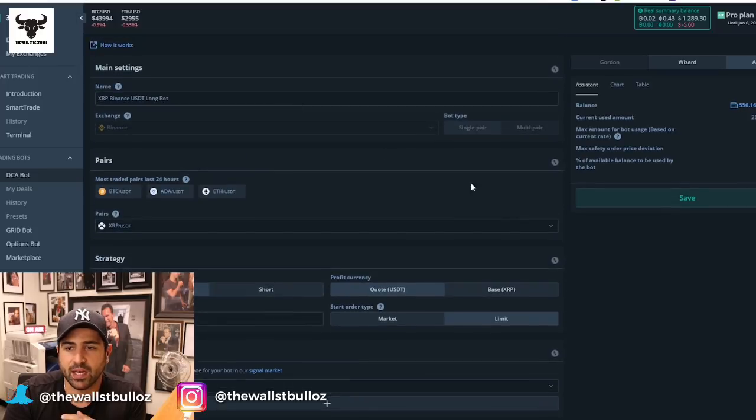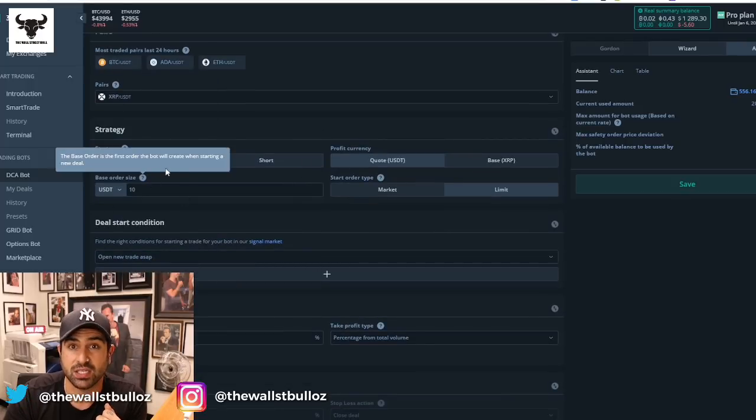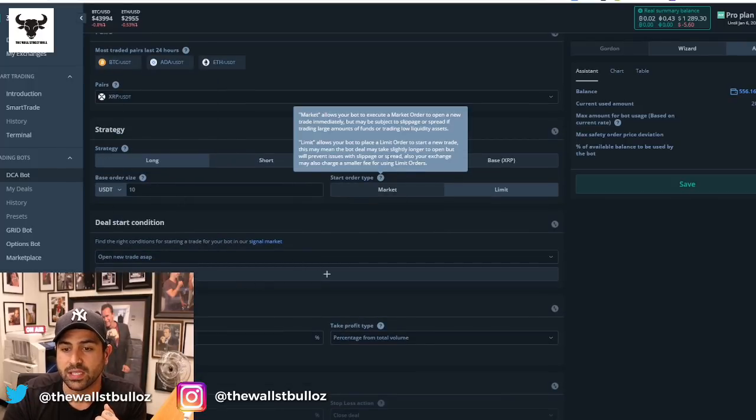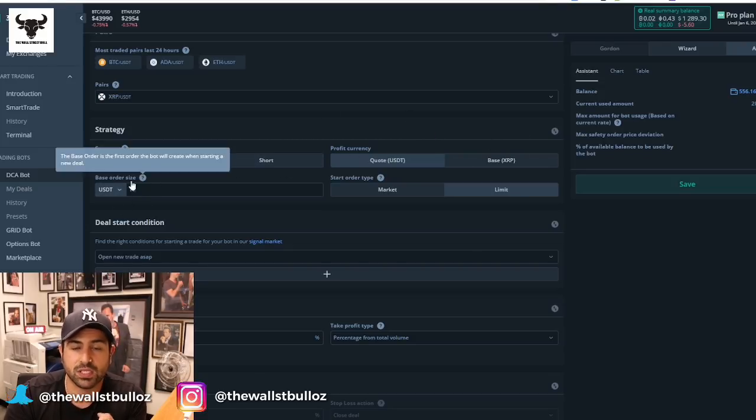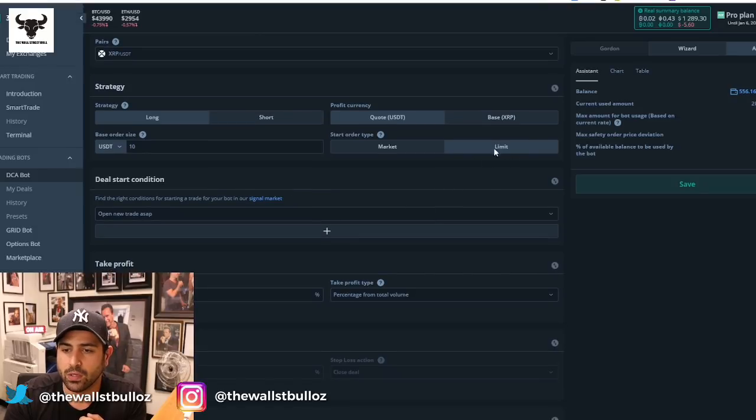Basically I've paired it as a single pair. I'm not doing multiple, just a single pair paired with USD Tether. You can see here on the screen, my strategy is long. I'm quoting USD Tether, so I will get paid in USD Tether. You can obviously change it to get paid in your cryptocurrency if you wish. I'm taking a base order size of 10, and I've got a limit order on that.